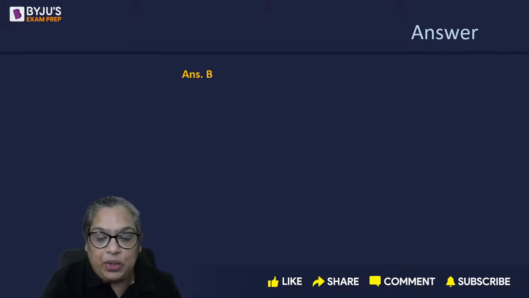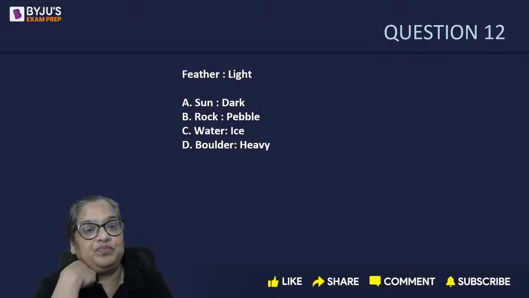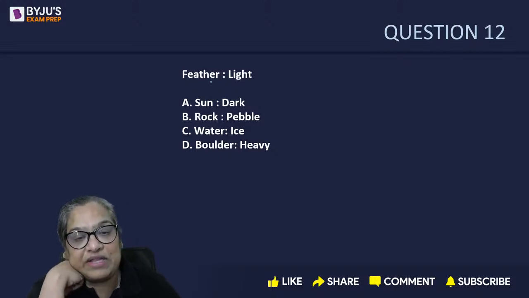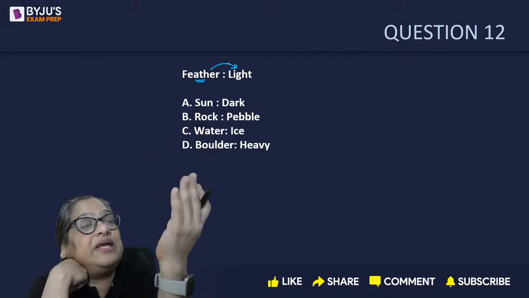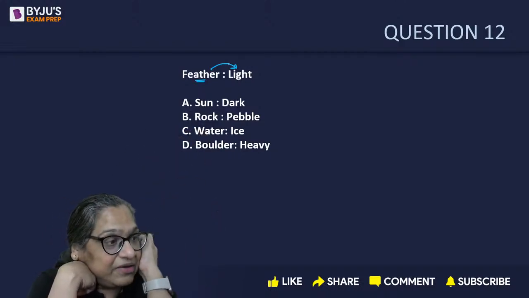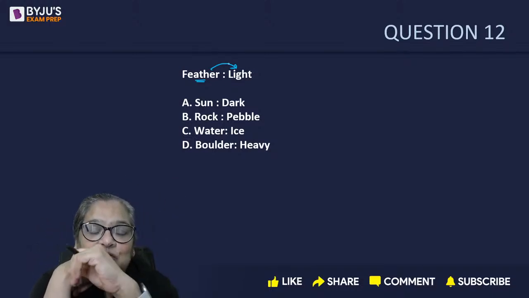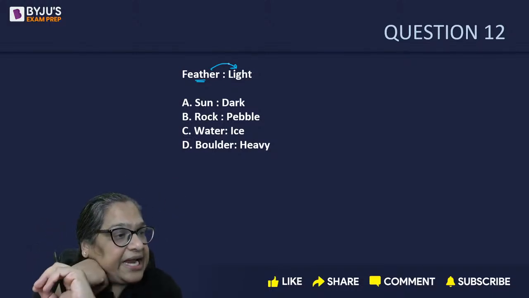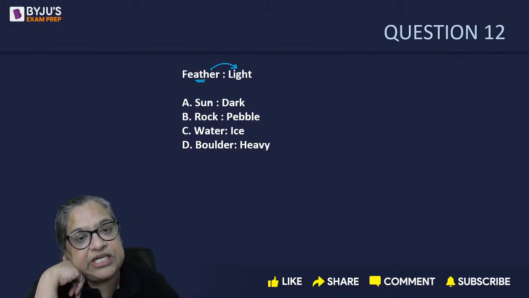All right. Okay. Next. Feather is to light. Feather, punk, light. Okay. Are feathers light? That is why if you put it in the air, well, some of them actually can, if it is windy, they can just float. So feather is light. Agree? Does that statement make sense? Yes. Just as the sun is dark, well, not always.